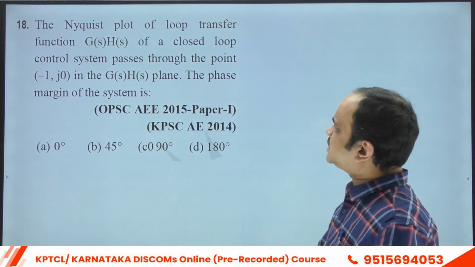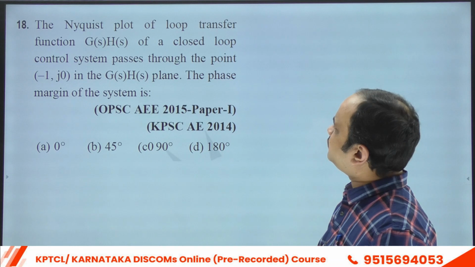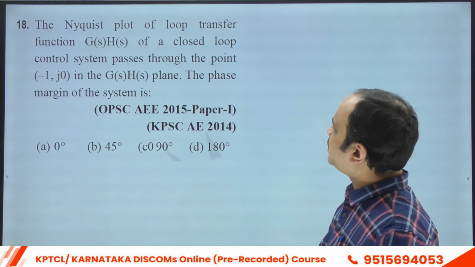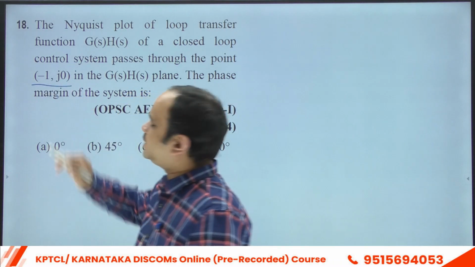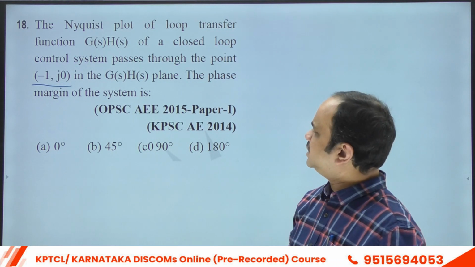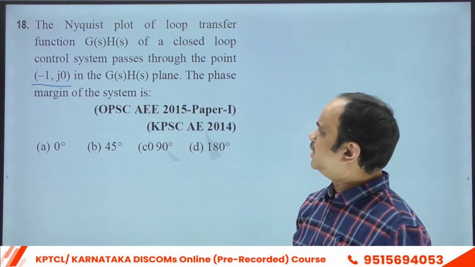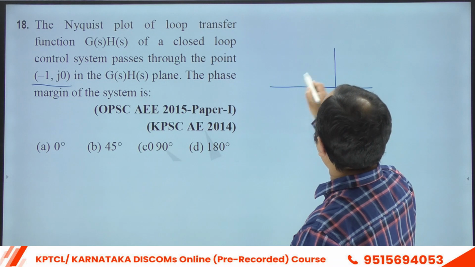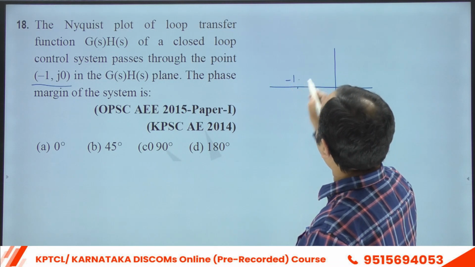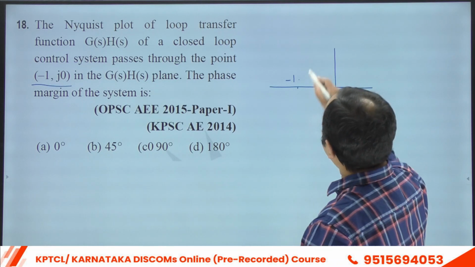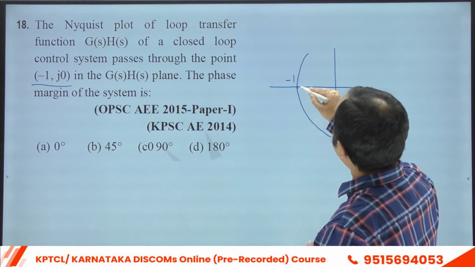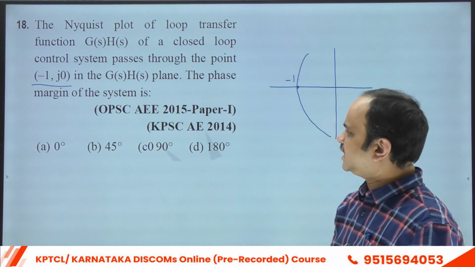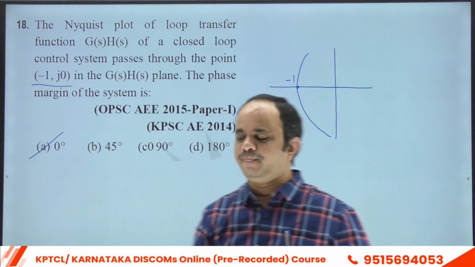Now let us look into the next question. The Nyquist plot of loop transfer function G(s)H(s) of a closed loop control system passes through the -1 point, that is the critical point in the Nyquist analysis. Now what is the phase margin of the system? This is the -1 plus j0 point, the critical point. When the phasor is crossing at this point, then there is no further improvement in the phase angle. Therefore the phase margin will be 0. That is the answer.